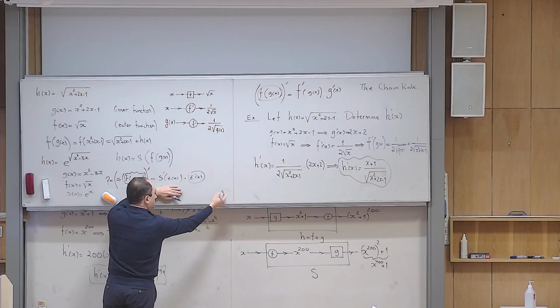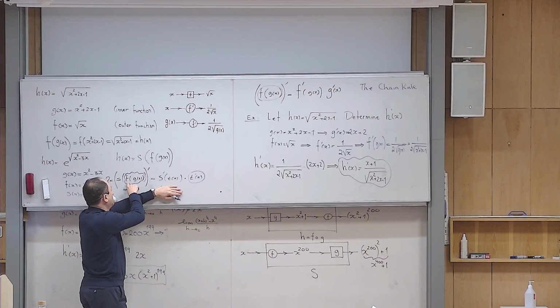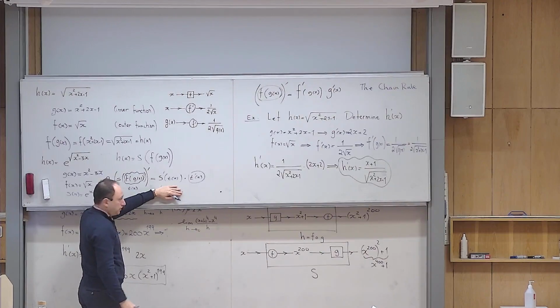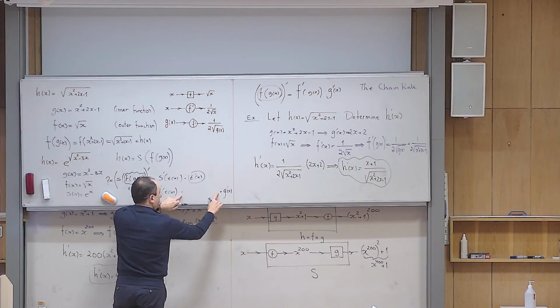So I have a product here. What can I write on the right hand side of this product? t is f after g, f prime of g of x. No, here on the right hand side. Oh, g of x, g prime of x. So here I have to write g prime of x. But what should I write here? f prime of g of x. That's it.